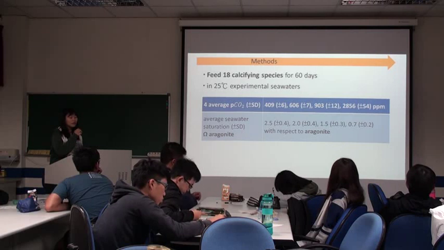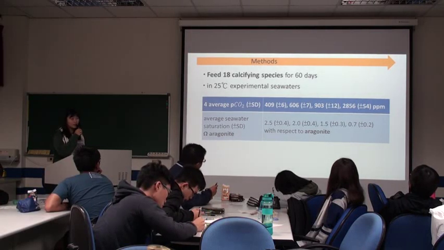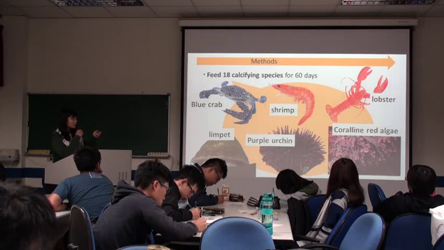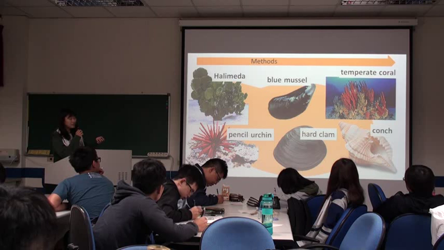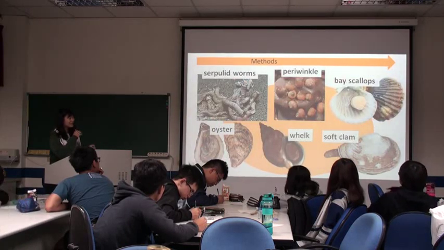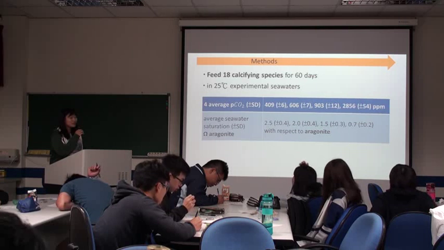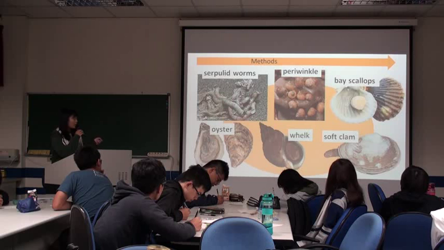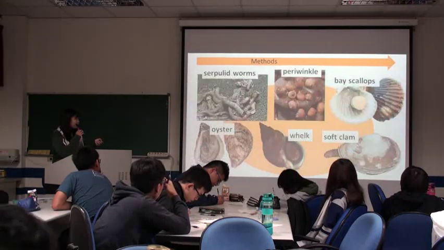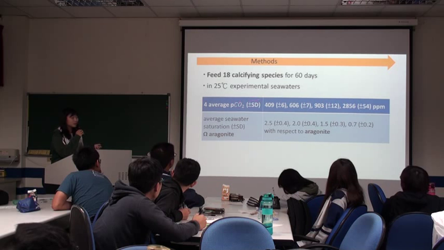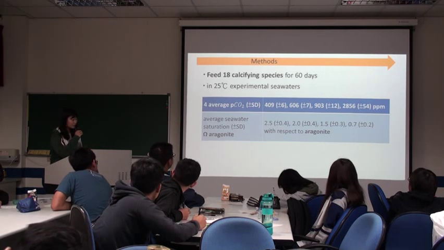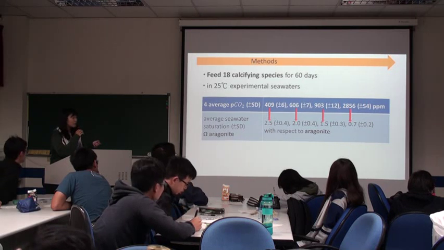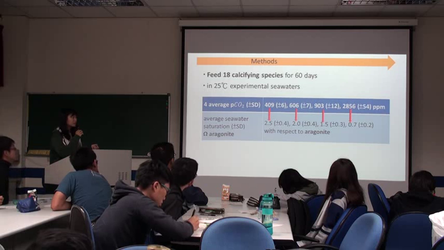For the method, we fed 18 calcifying species for 60 days. We put them in 25 degrees Celsius experimental seawater with 4 average pressures of CO2 and their relative seawater saturation with respect to aragonite, so we can call it omega aragonite.